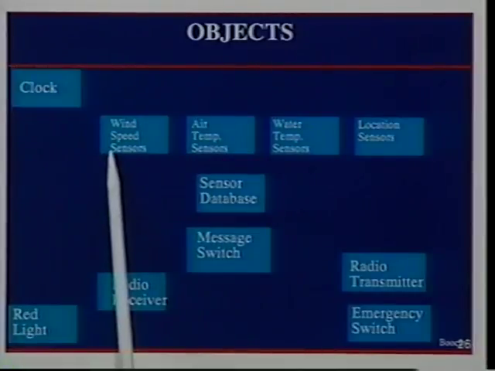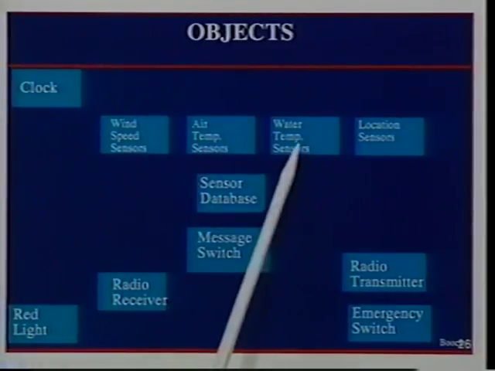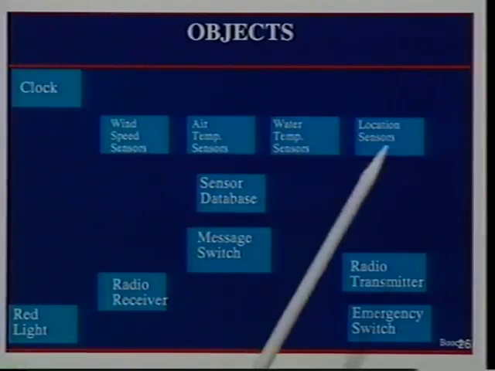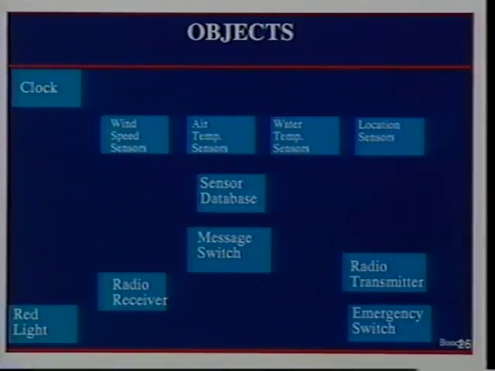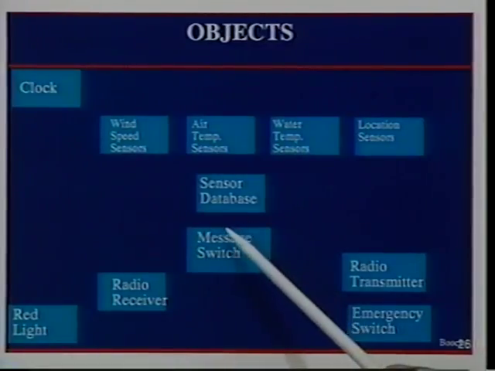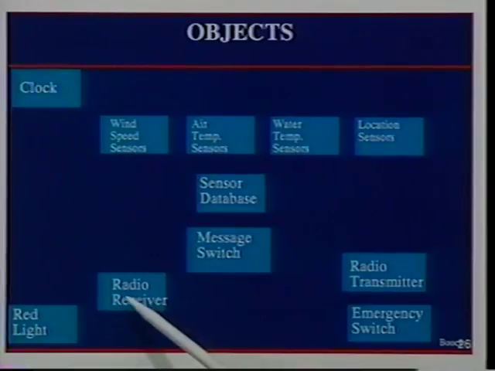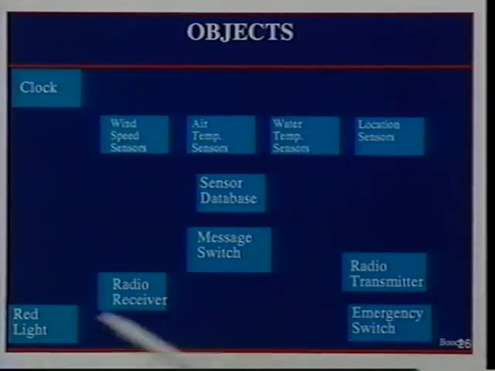We have the wind speed sensors. We have the air temperature sensors. We have the water temperature sensors. We have the location sensors. So these are all class objects that we can identify in the functional specification. We have a database, which is the sensor database. There's a message switch which can be switched on or off. There is a radio receiver. There's a radio transmitter. We have the emergency switch, and then we have the red light.